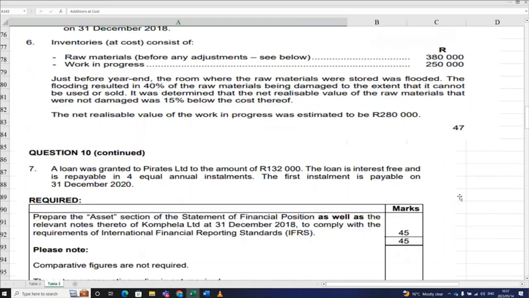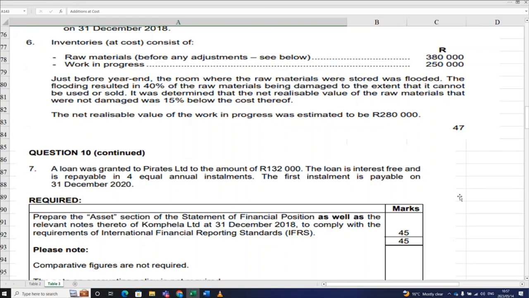Okay, right. And then a loan was granted to Pirates, a subsidiary, to the amount of 132,000. The loan is interest free and is repayable in four equal installments. The first installment is payable on 31 December 2020.